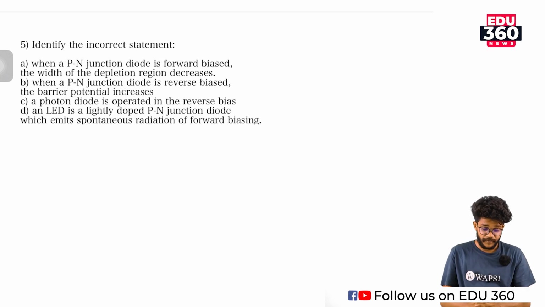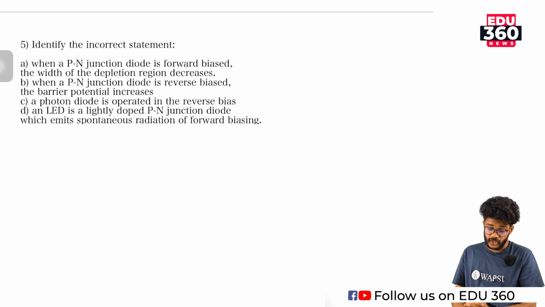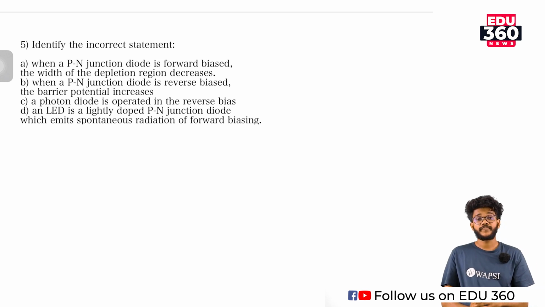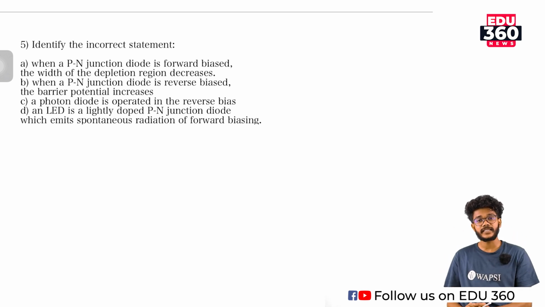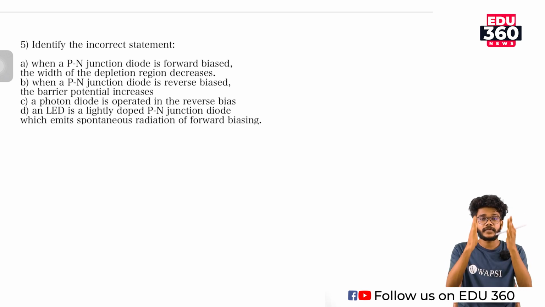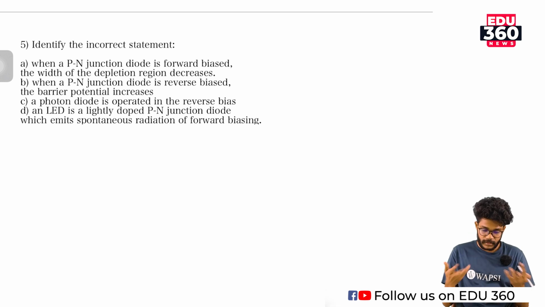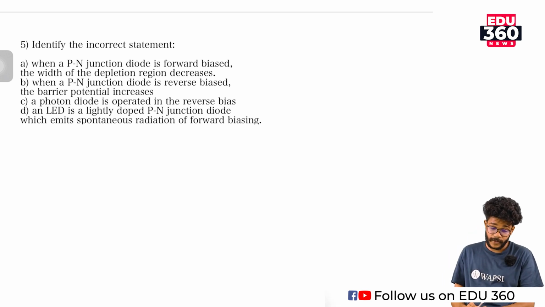And B, when a PN junction diode is reverse biased, that means the P side is connected with the negative part of a battery. So they are in opposite. The repulsive force will increase. That means the center part, the depletion region, gets wider, that means it increases. So the second option is also correct.